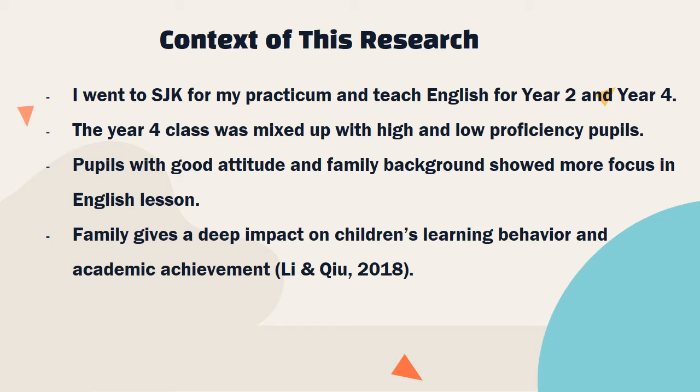So I went to SJK for my practicum and taught year 2 and year 4 for English. The year 4 class is a mix of high and low proficiency pupils. In my class, I can see that the pupils with good attitude and family background show more focus in the English lesson. This is because, according to Lee and Chiu 2018, family gives a deep impact on children's learning behavior and academic achievement. We can see that the family gives a direct impact to the students' learning. And the low proficiency pupils did not enjoy the English lesson as they found it hard to understand and learn. Due to their weakness in word recognition, they did not enjoy themselves in the lesson.